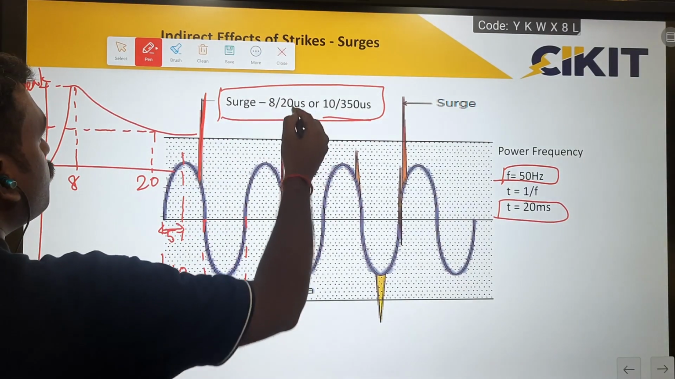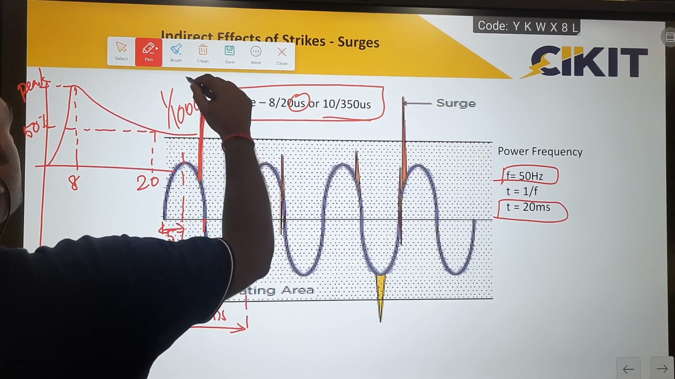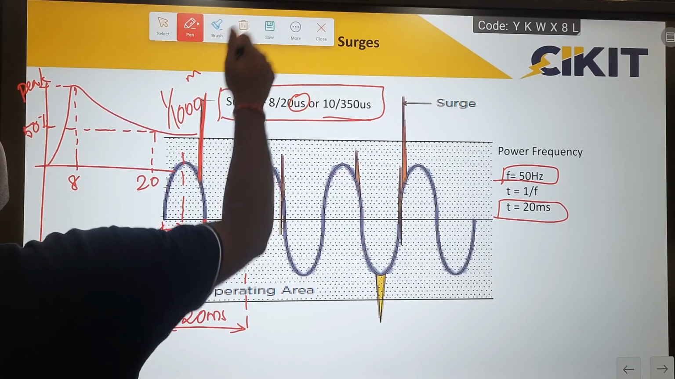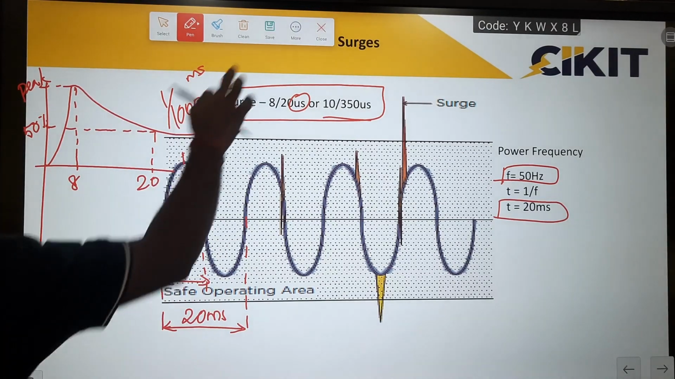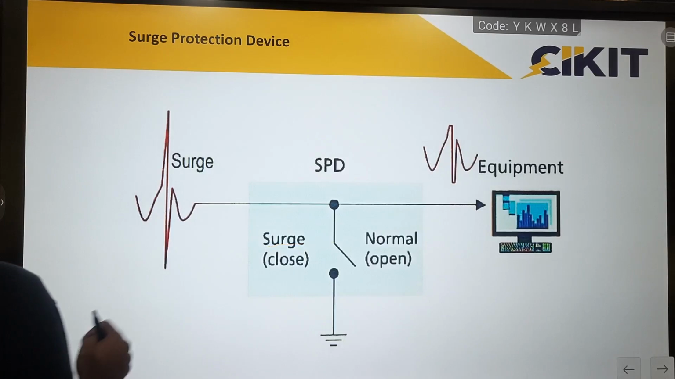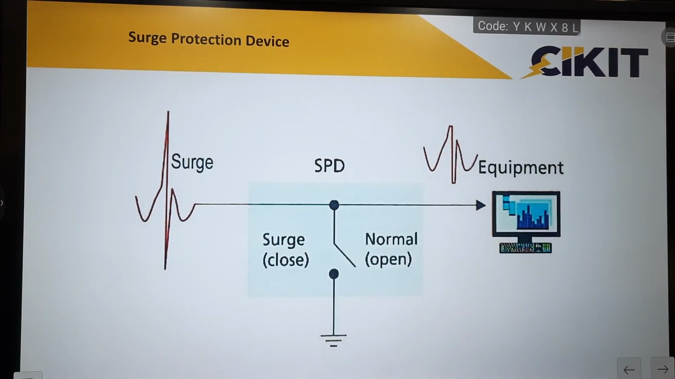Since the duration is very much smaller, almost 1/1000 of a millisecond, equipment like MCBs and fuses won't operate for surges. Surge protection devices are special equipment intended to operate only for these surges alone. They won't operate for normal power frequency currents.